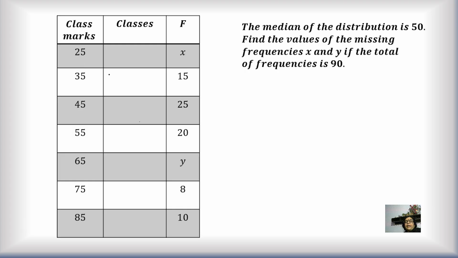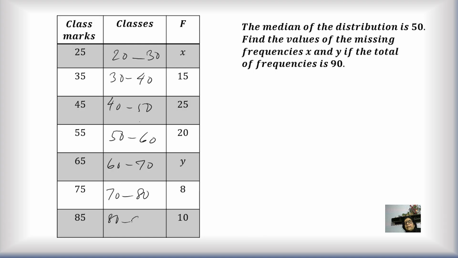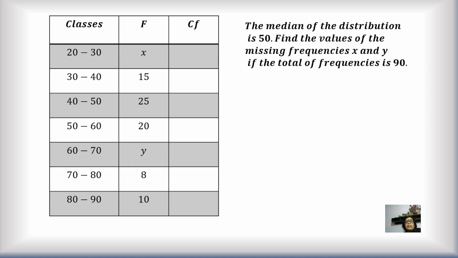So here what we do is, take out the difference. Difference is 10. 10 by 2 is 5. So to get the upper limit of the class over here, we will add 5. And to get the lower limit, we will subtract 5 from 25. So we get here 20 to 30, and similarly 30 to 40, 40 to 50, 50 to 60, 60 to 70, 70 to 80, and 80 to 90. So these are the classes and these are the frequencies. Now here you see there are some missing frequencies and we have to find the values of the missing frequency. So this is 20 to 30, x.